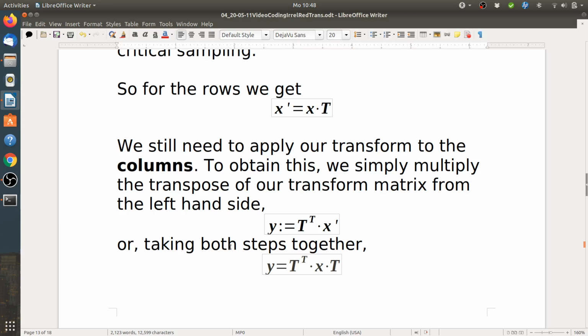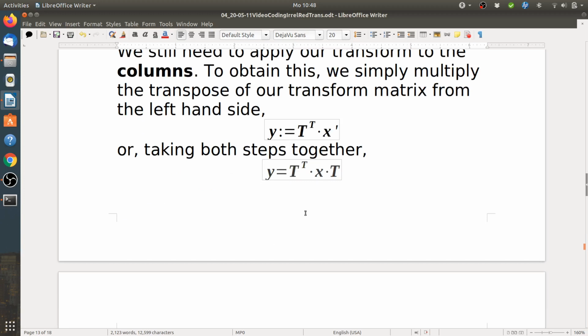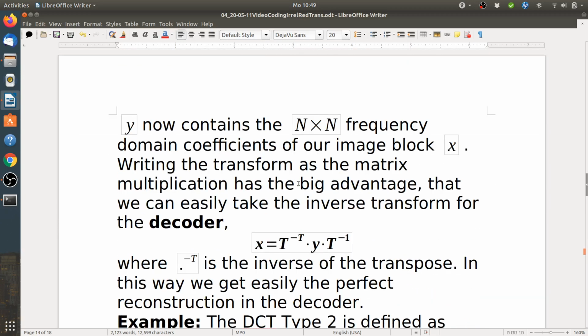Or we can also take both steps together and then it looks like this. Very concise. We have our image block X in the middle, and from the right hand side we have T. From the left hand side we have the same matrix T but transposed. And the result Y now contains the n by n frequency domain coefficients of our image block X.